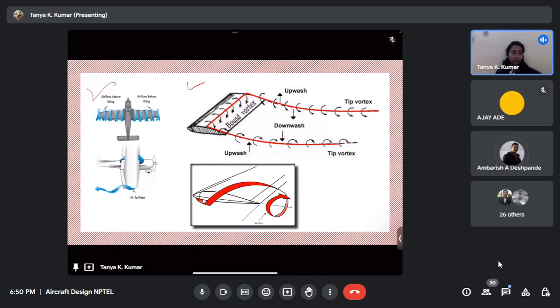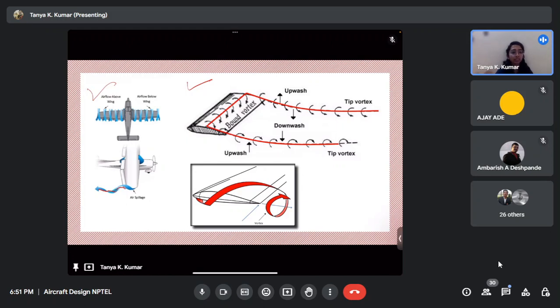Imagine if both ends are not fixed. So you have vortices produced at both the tips, right? And these vortices tend to move in the wake, in the trailing edge of the wing. So it produces this flow in the wake of the wing, right? So this is why vortices are generated.